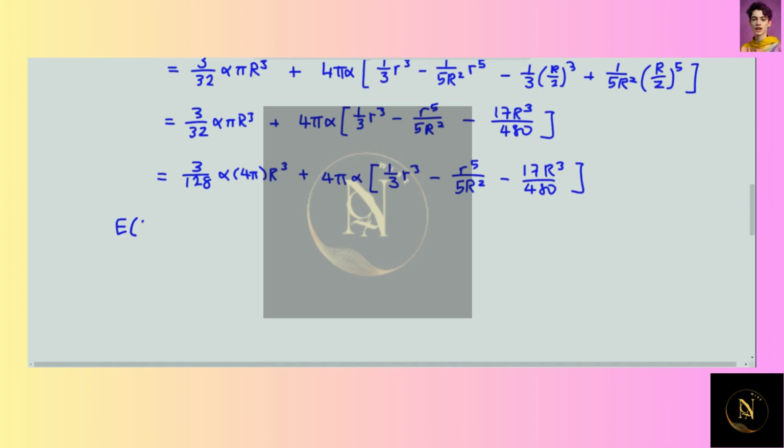Okay, I'm going to do Gauss's law. E times 4 pi r square equals the charge enclosed divided by epsilon naught, so 1 over epsilon naught.